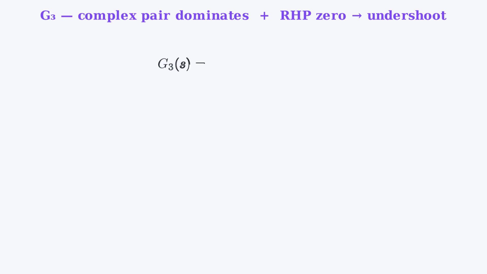g3 of s equals (s minus 4) divided by (s plus 4) times the quadratic s squared plus 3s plus 3.